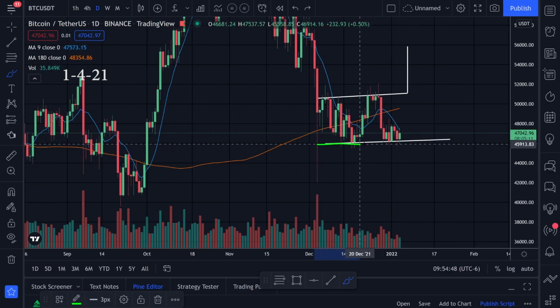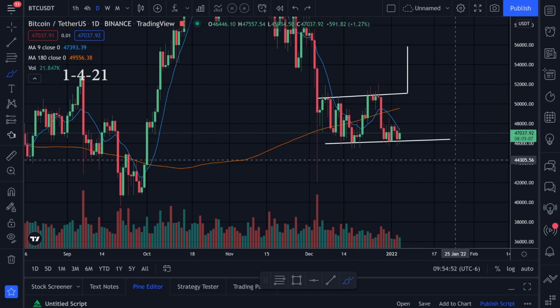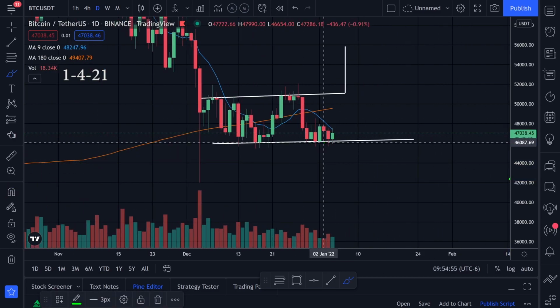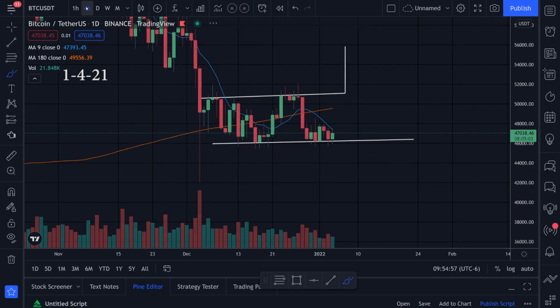And I'm just hoping that we can hold support right here still. It looks like we have, like we did last night, and it looks like we're getting some nice little momentum to the upside. Let's see if we can keep that going.